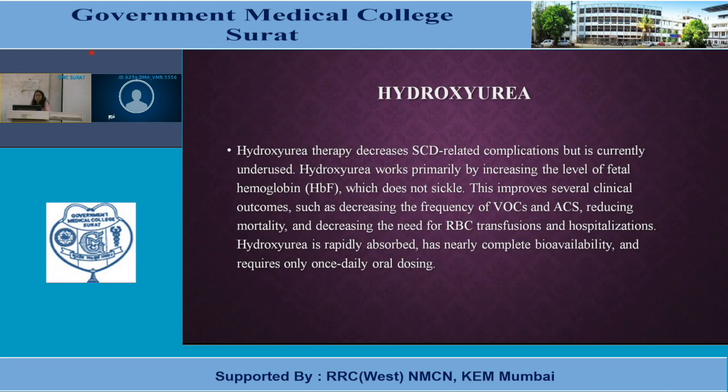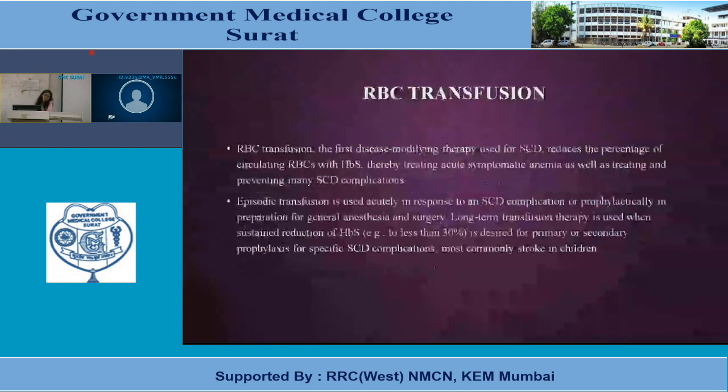Hydroxyurea works primarily by increasing the level of fetal hemoglobin, which does not sickle. This improves several clinical outcomes, such as decreasing the frequency of vaso-occlusive crisis and acute chest syndrome, reducing mortality, and decreasing the need for RBC transfusion and hospitalization. Hydroxyurea is rapidly absorbed with nearly complete bioavailability and requires only once daily oral dosing. Now second is RBC transfusion.